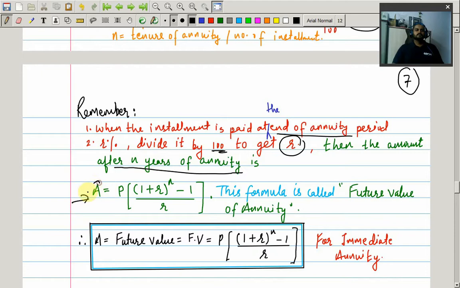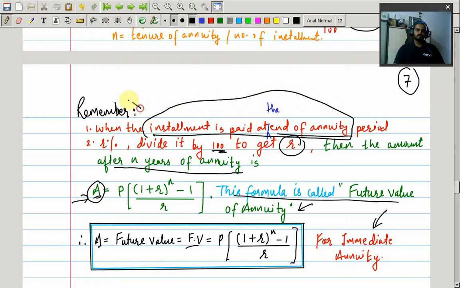So this amount you are going to receive in the future, after 5 years or n years. So this formula is called the future value of annuity. So A is equal to future value FV, which is P times (1 plus r) raised to n minus 1, upon r. And this is for an immediate annuity. Why? Because your installment is paid at the end of the annuity period. So that's why you have to remember this formula is for an immediate annuity.